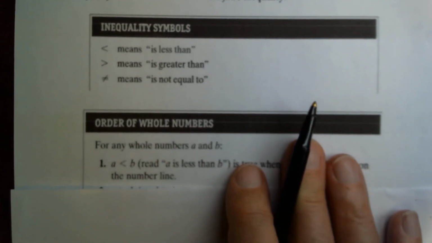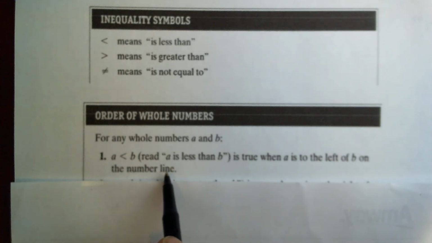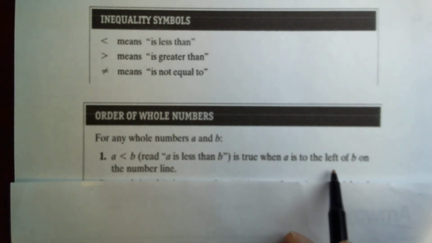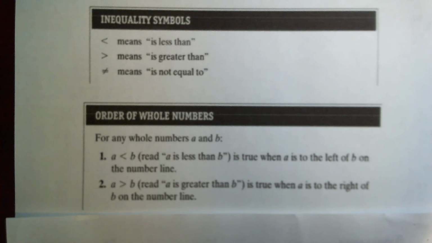So in general, for any whole numbers a and b, we read this as a is less than b. And that's true when a is to the left of b on the number line. So we visualize the number line. If a is to the left of b, then a is less than b. On the other hand, a is greater than b is a true statement when a is to the right of b on the number line. So it's important to keep these definitions in mind.